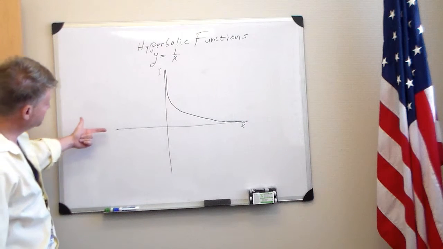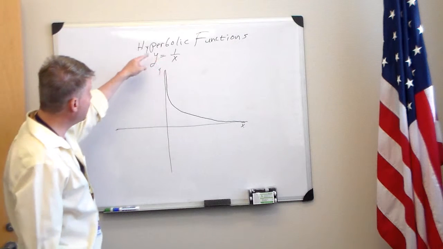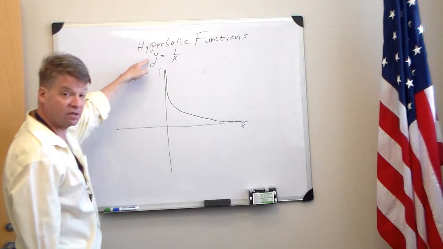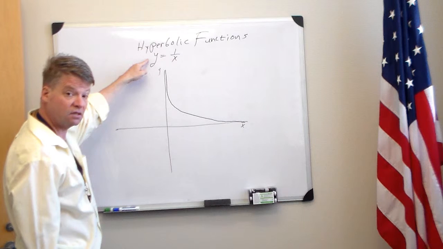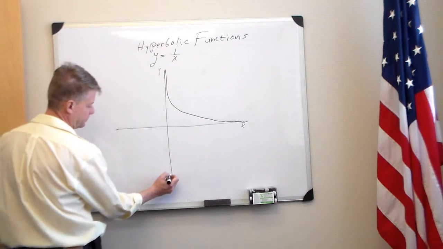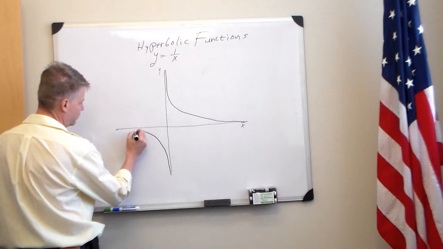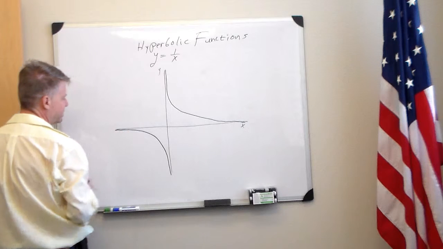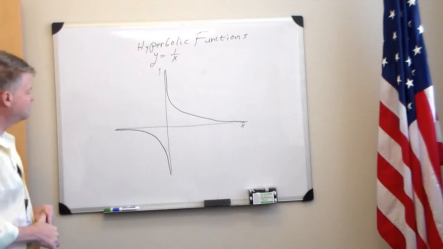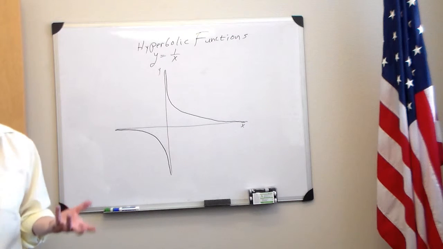As you approach 0 from the left, that means always negative values for x. Y is always going to be negative. You're still going to approach infinity, but now you're going to approach negative infinity. And you're going to get a graph. Again, 1 over -1 is -1, so you can plot that. And you get this. And this is a hyperbola.